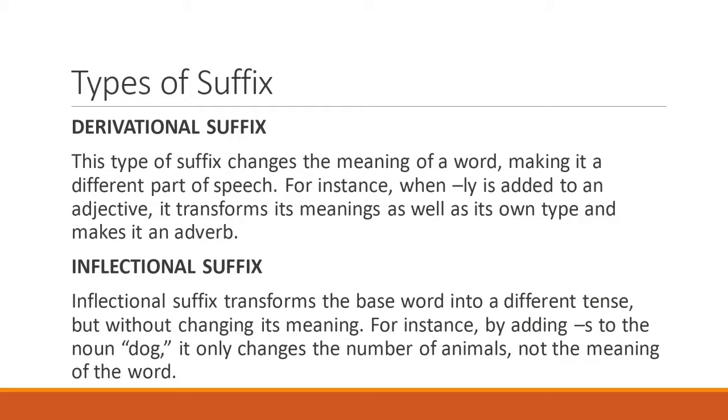Types of suffix. There are two kinds of suffix. The first one is derivational suffix and the second one is inflectional suffix. Derivational suffix. This type of suffix changes the meaning of a word, making it a different part of speech. For instance, when -ly is added to an adjective, it transforms its meaning as well as its word type and makes it an adverb.